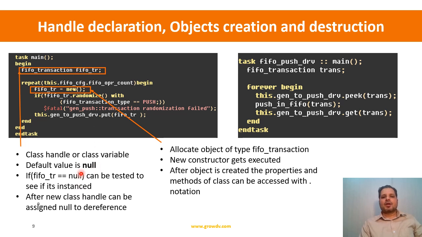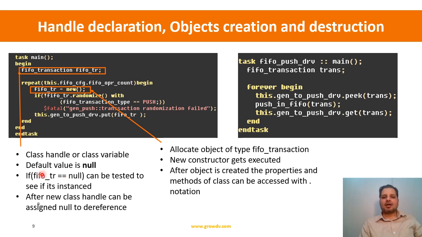And then in many cases, when class handles are passed to functions, or even sometimes within constraints where we refer to class handles, we can check whether the handle contains a legal object by checking for this value equal to null. So you can say if the FIFO transaction equals null, this tells whether the handle that you are accessing is pointing to a valid object or not.